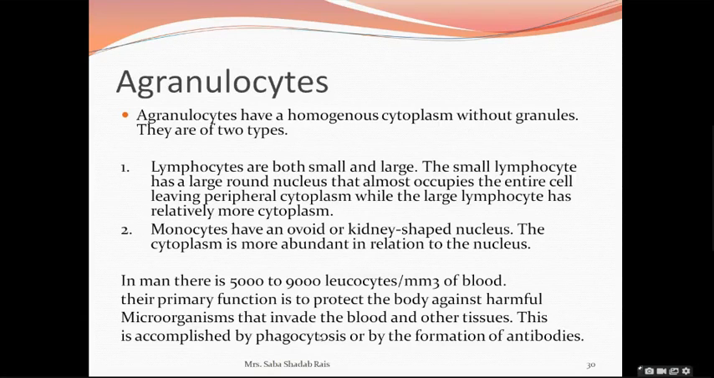Now, when we talk about their action, how do they fight? So either they can do phagocytosis. Phagocytosis, a term to be noted, children. It means engulfing the foreign object. Okay, or you can say eating up whatever is coming which is harmful for our body. So they engulf it, they kill it, or they can make antibodies. Antibodies are immunoglobulins, or you can say a type of defense protein which can block the microorganisms.